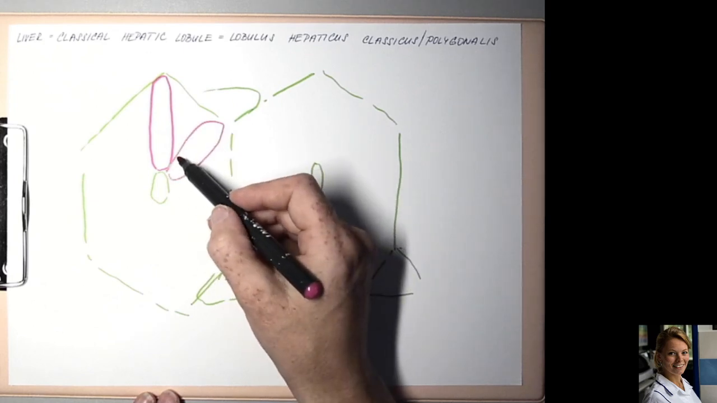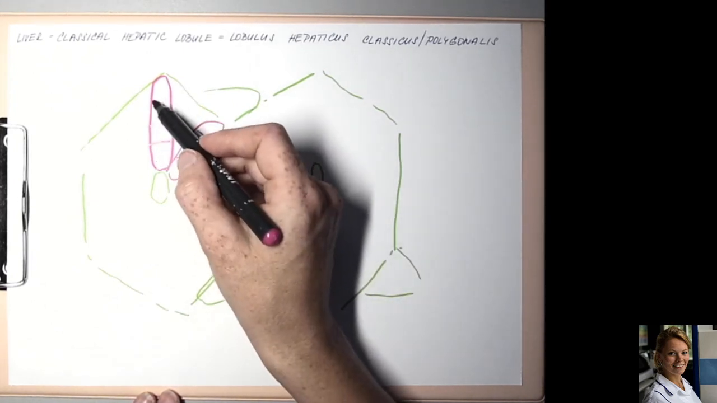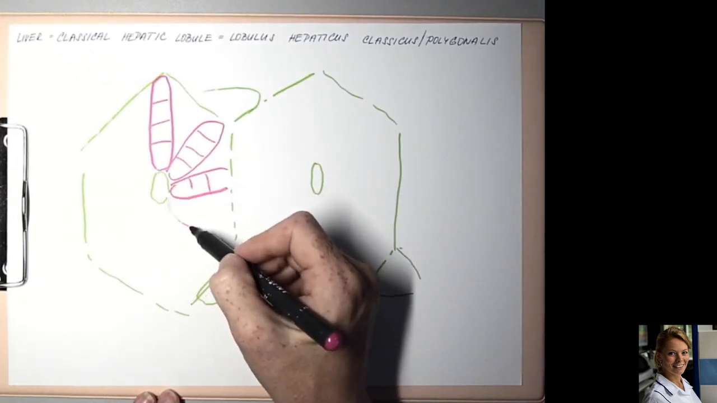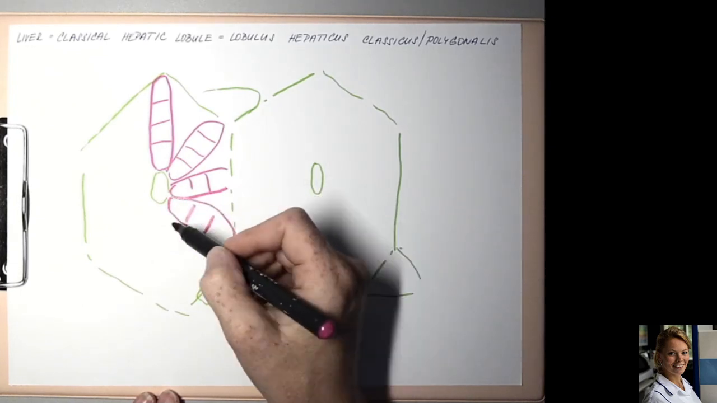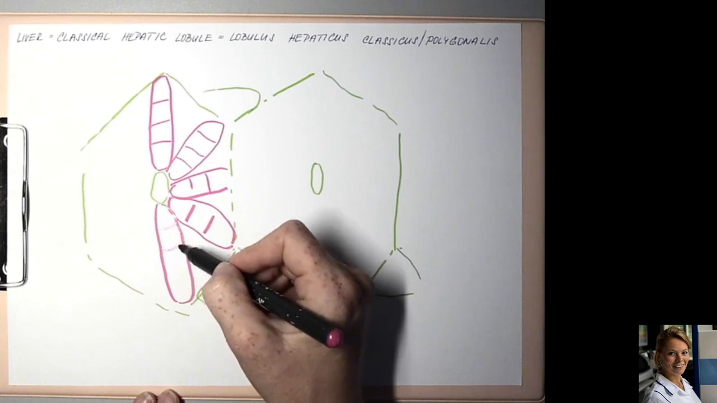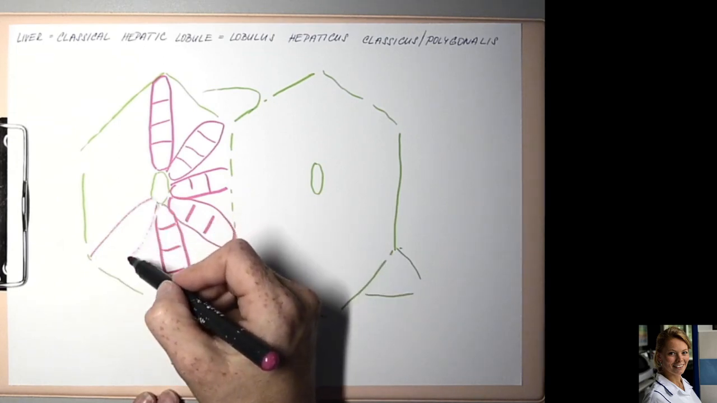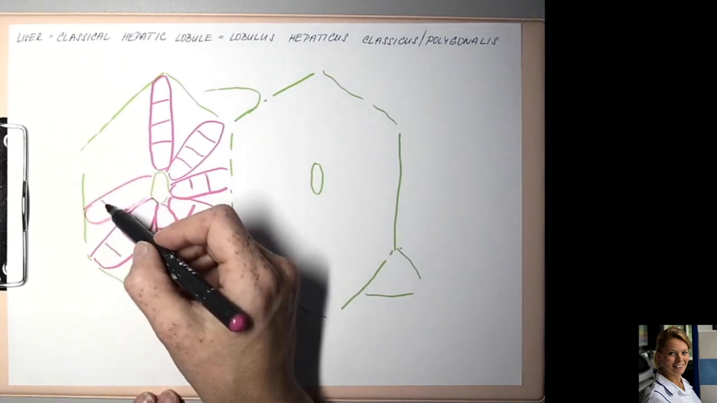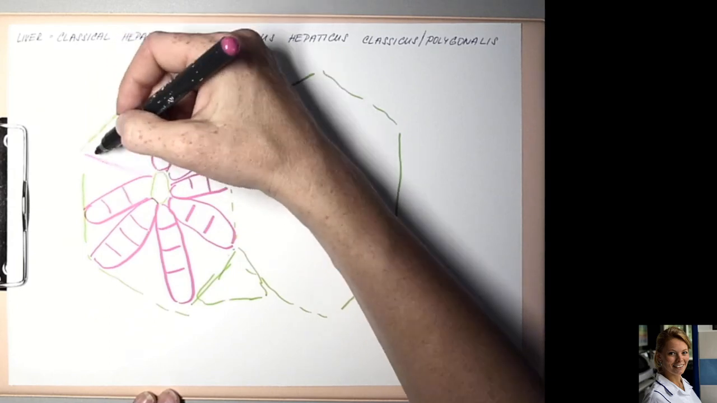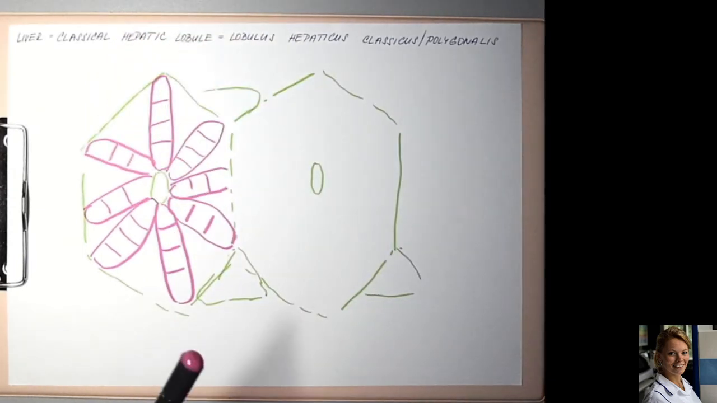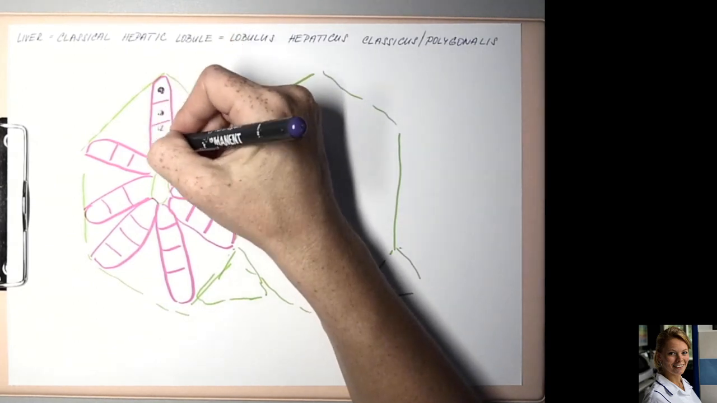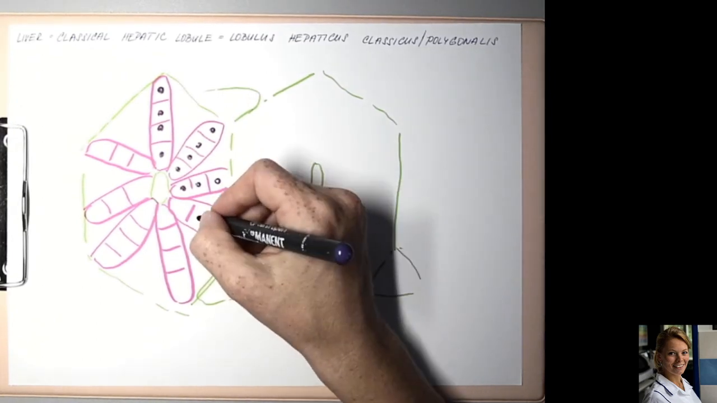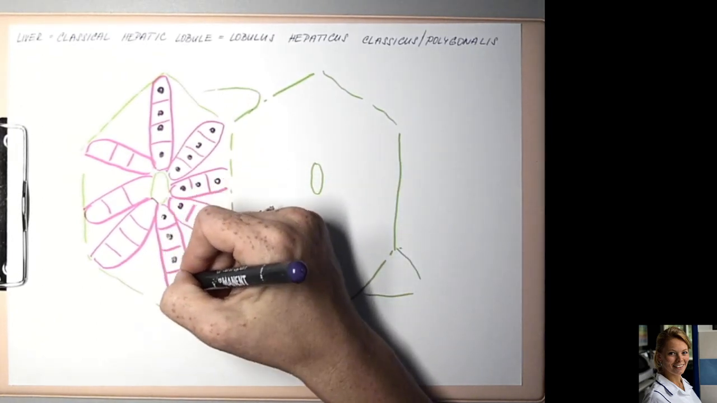The hepatocytes are polygonal and contain one or two nuclei in the center of the hepatocyte. The plates of hepatocytes create an anastomosing network. These are the nuclei in the hepatocyte, sometimes two nuclei in the center.